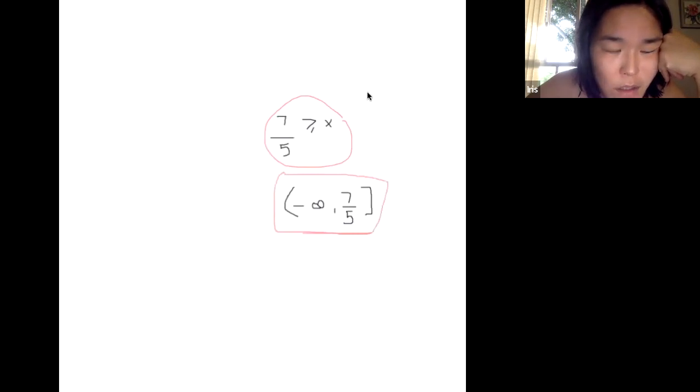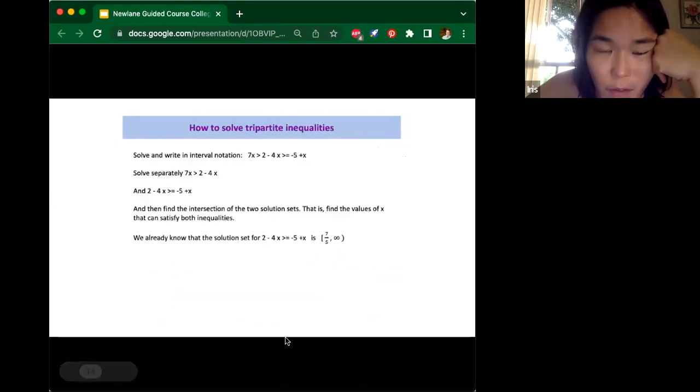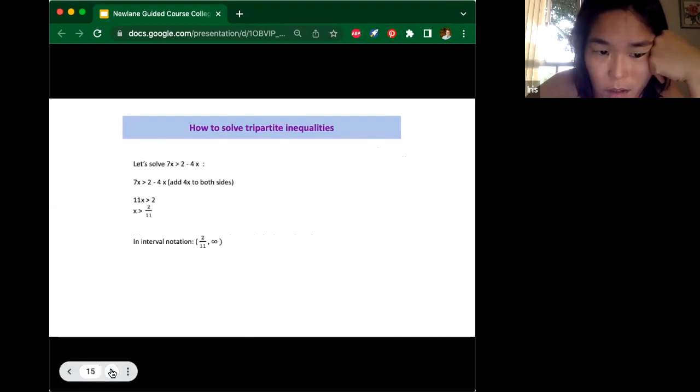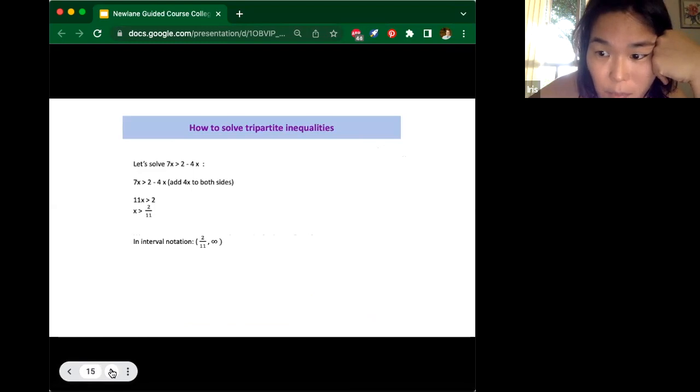So now we solve the other part. Let's solve 7x greater than 2 minus 4x. Again, I try to move everything that has x to one side and the numbers to the other side. So I'm adding 4x to both sides. That gives me 7x plus 4x, that's 11x, and the negative 4x and the plus 4x cancel each other out. So I have 11x greater than 2, and then I divide everybody by 11. So x is greater than 2/11. In interval notation, it's parentheses, 2 divided by 11 and infinity.